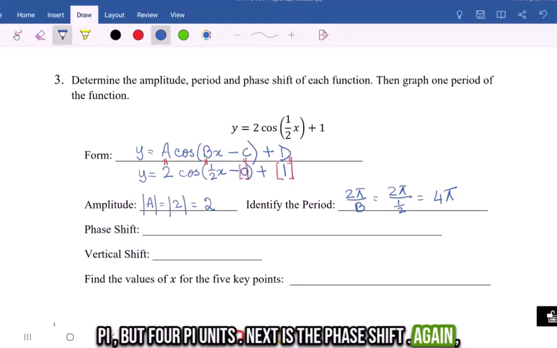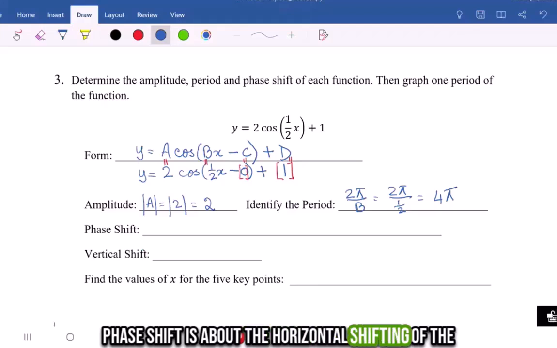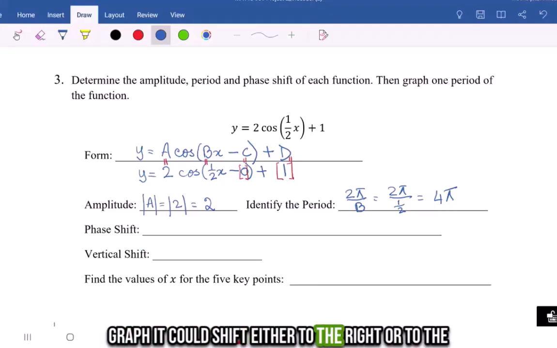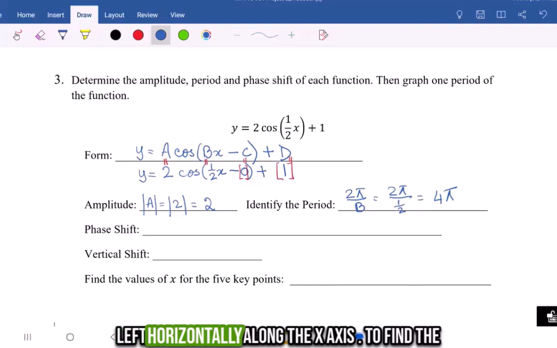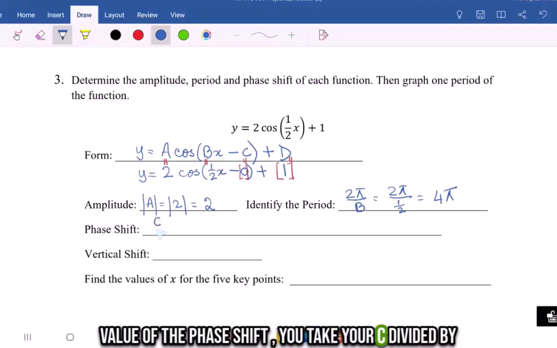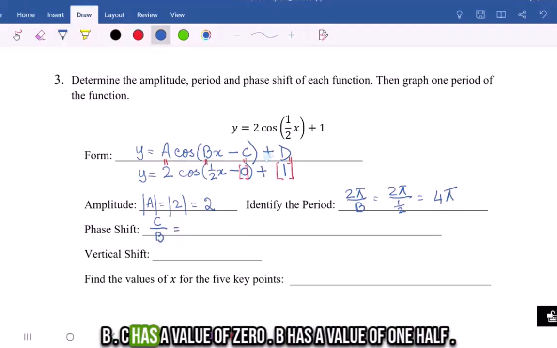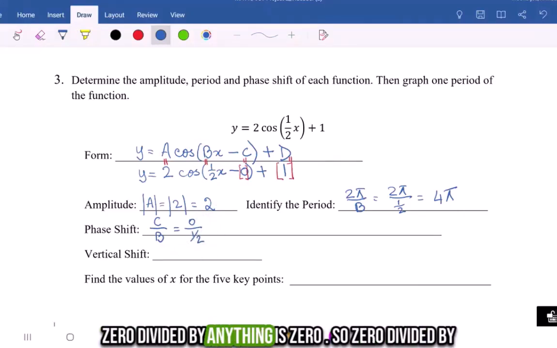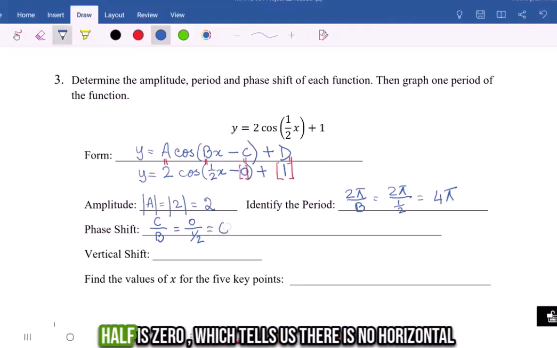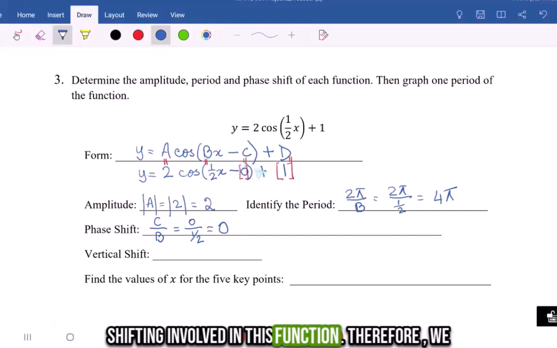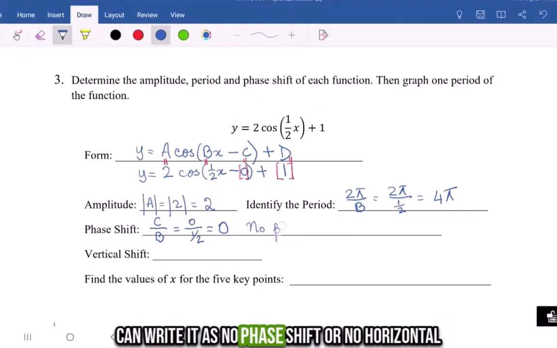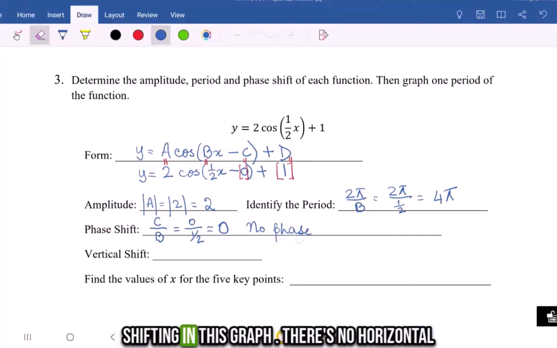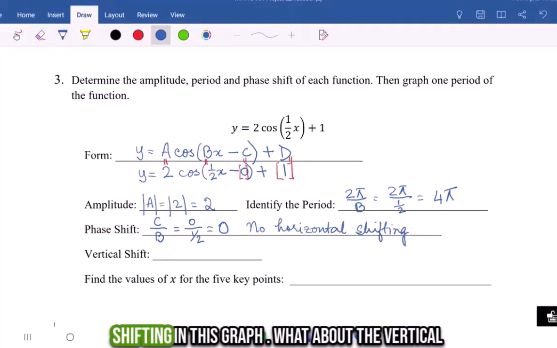Next is the phase shift. Again, phase shift is about the horizontal shifting of the graph. It could shift either to the right or to the left horizontally along the x-axis. To find the value of the phase shift, you take your c divided by b. C has a value of 0, b has a value of 1/2. 0 divided by anything is 0. So 0 divided by half is 0, which tells us there's no horizontal shifting involved in this function. Therefore, we can write it as no phase shift, or no horizontal shifting in this graph.